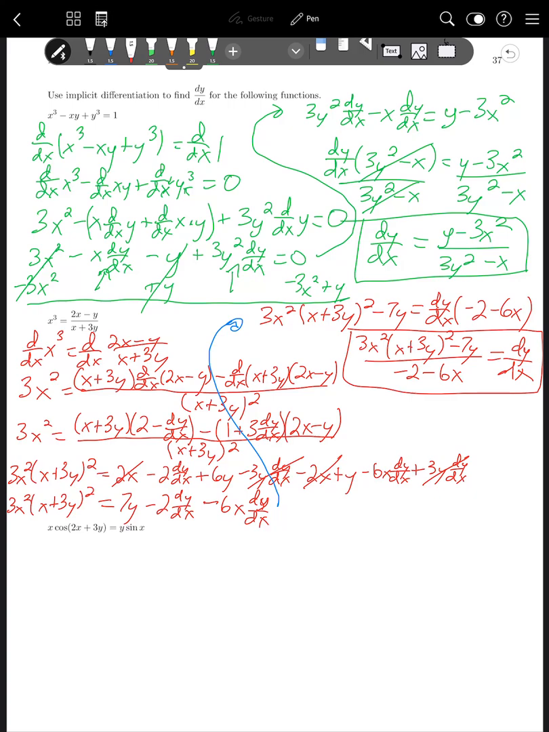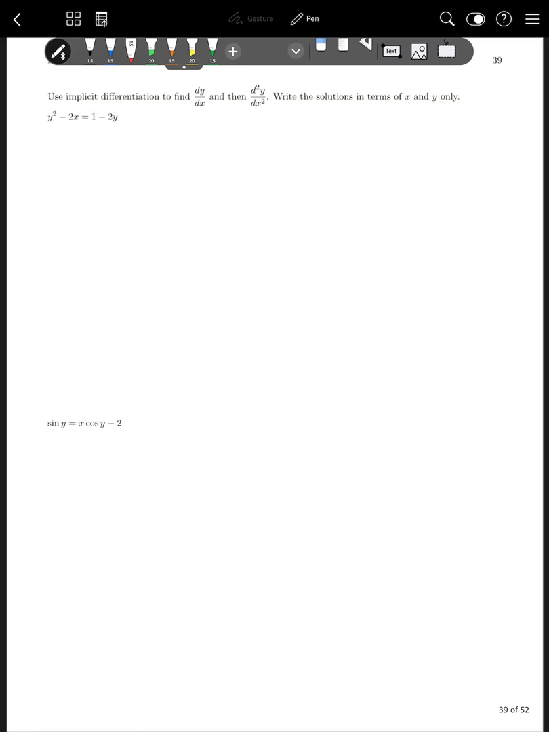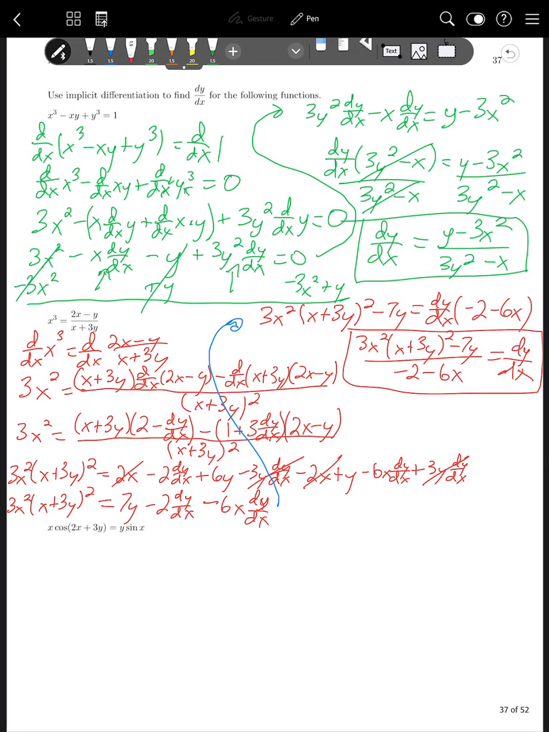Okay, so that one was pretty complicated because we had division going on and we were using the quotient rule and all kinds of stuff like that. But that's the general idea. Okay, so let's try one more together before I have you guys try a few, and then we'll talk about finding second derivatives.